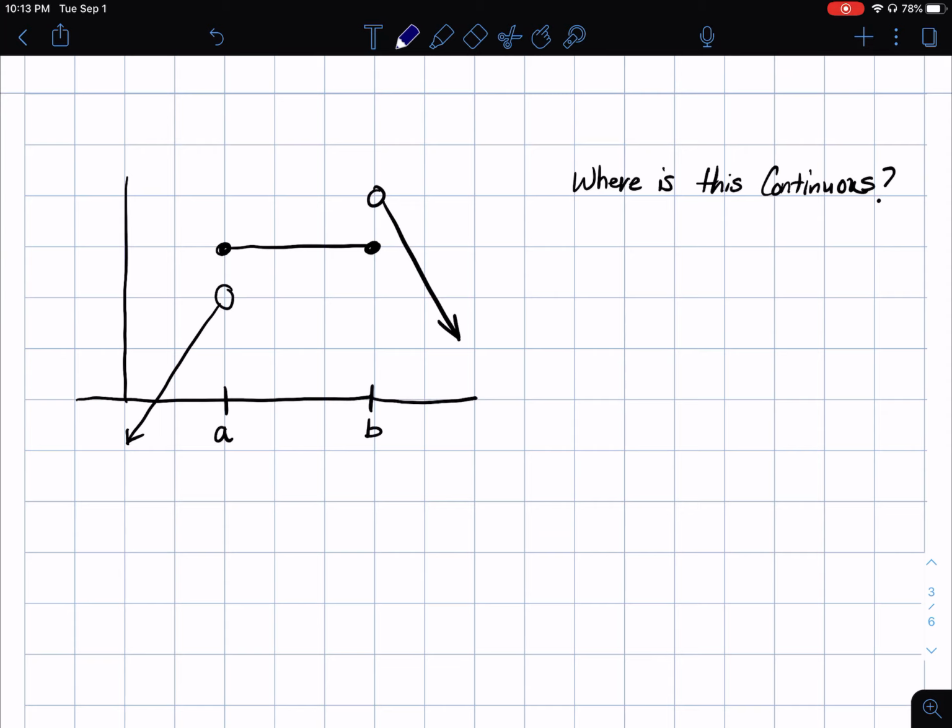All right, so if we're looking at this graph and we're thinking, where's this continuous? We're just going to talk about the intervals where it is continuous, okay? So if we write this down, we have this right here. So that interval is going to be negative infinity to a.